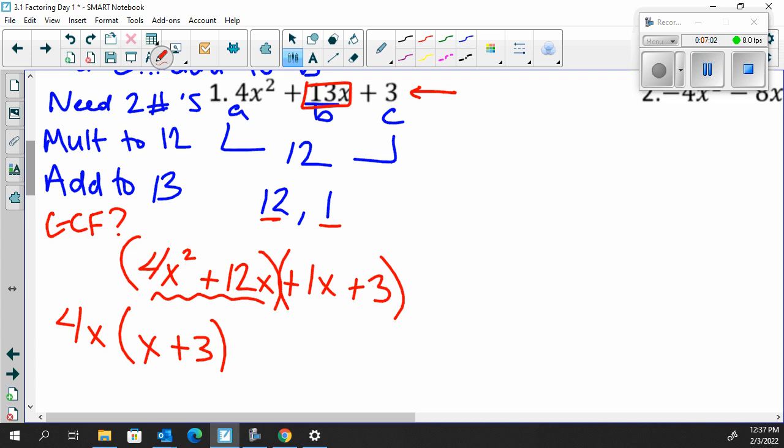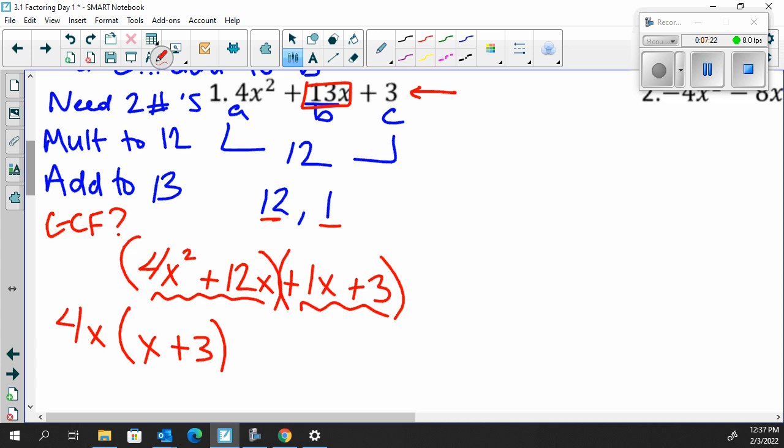Let's look at a GCF. The GCF is 4x. Now, I'm going to look at the other half, x plus 3. I'm going to ask myself the same thing: is there a GCF I can take out? But I want to be strategic here.